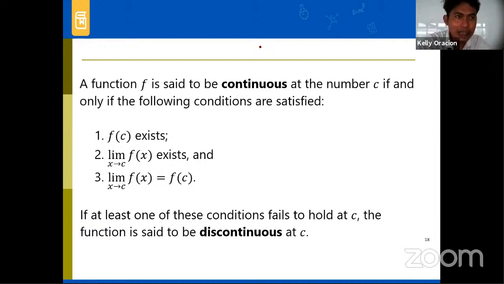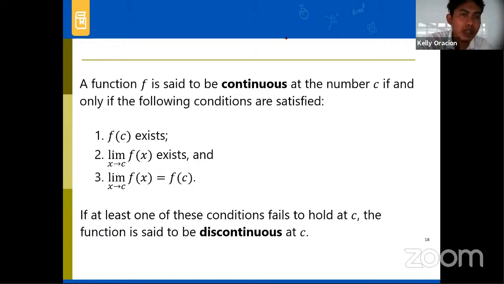And lastly, aabot pa rin ito ng ganitong condition. Ang first condition nag-exist. Ang second condition nag-exist. Pagdating sa third condition, hindi equal ang kanilang values. Iba ang value ng first condition at saka iba ang value ng second condition, which is the limit. So if they are not equal, that means the function is discontinuous. Again, the function is discontinuous if hindi magkaparehas ang value ng inyong limit at saka yung function.